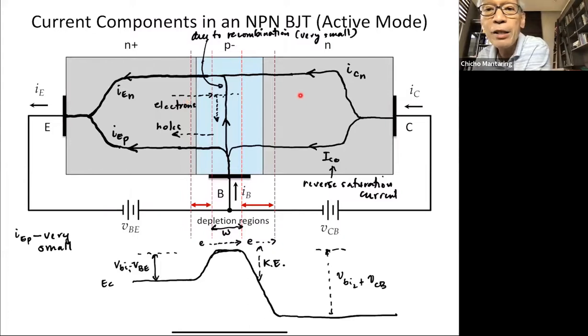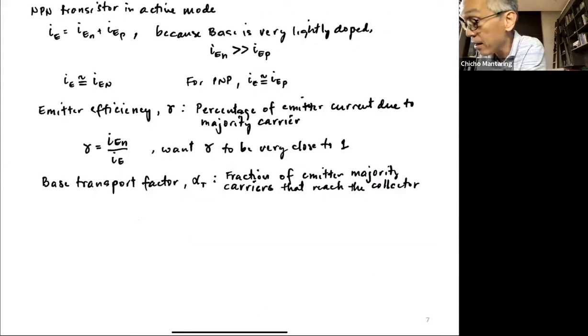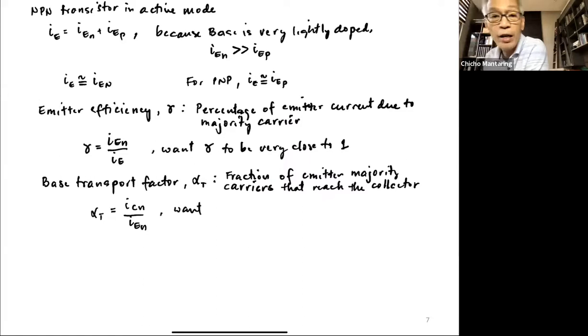And the answer to that is going to be ICN over IEN. That is the ratio of ICN over IEN. So alpha sub T is equal to ICN over IEN. And we also want, for a good quality transistor, alpha T also to be close to 1.